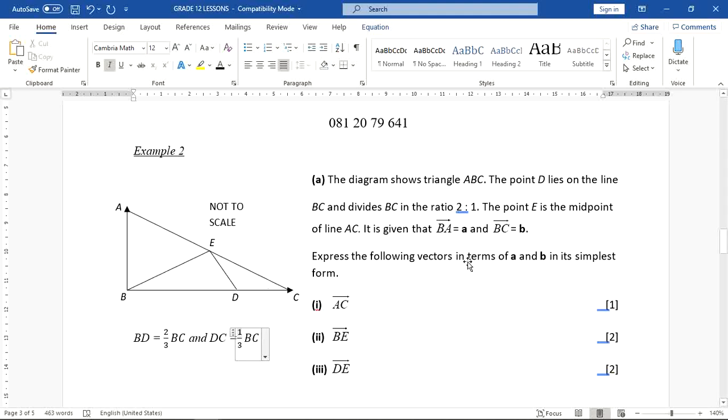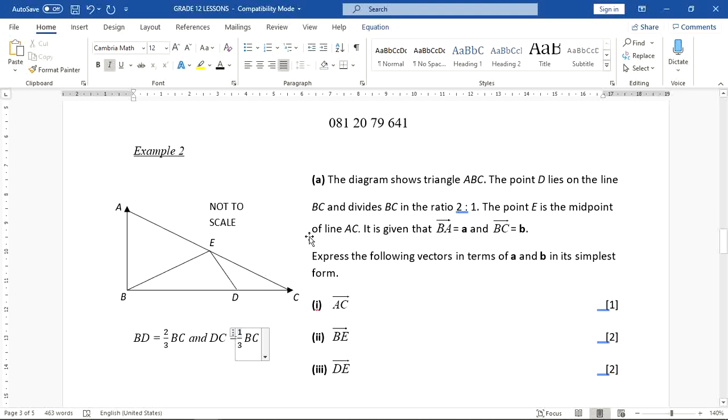When you are sharing a quantity in a given ratio, you always add up the two numbers. So 1 plus 2 will give us 3. So this portion will be 2/3, and this portion will be 1/3. 2/3 plus 1/3 should give us 1. The other information says point E is the midpoint of line AC, meaning that AE is a half of AC and EC is also a half of AC. So half plus half will give us 1.